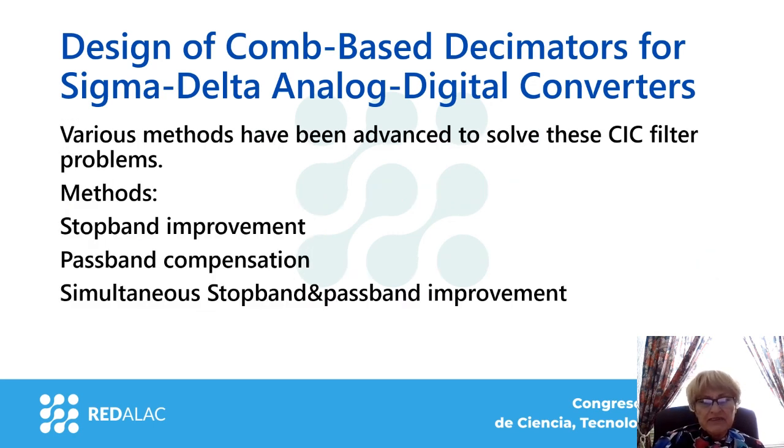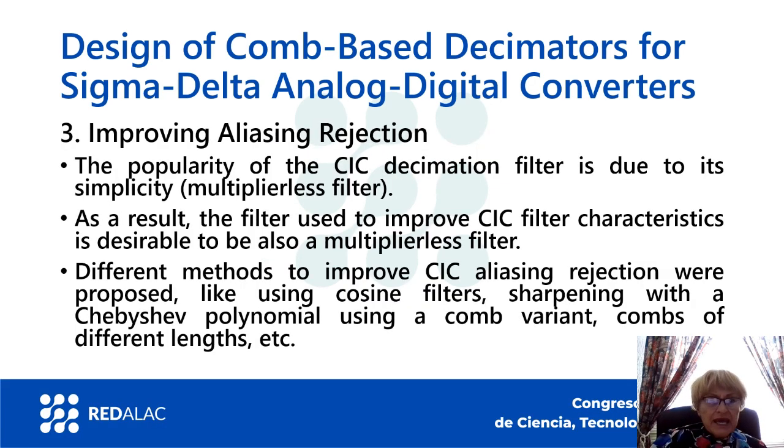Various methods have been advanced to solve these CIC filter problems. Methods can be divided into three groups: methods for stopband improvement, methods for passband compensation, and methods for simultaneous stopband and passband improvement. In continuation, I will talk about all three methods.